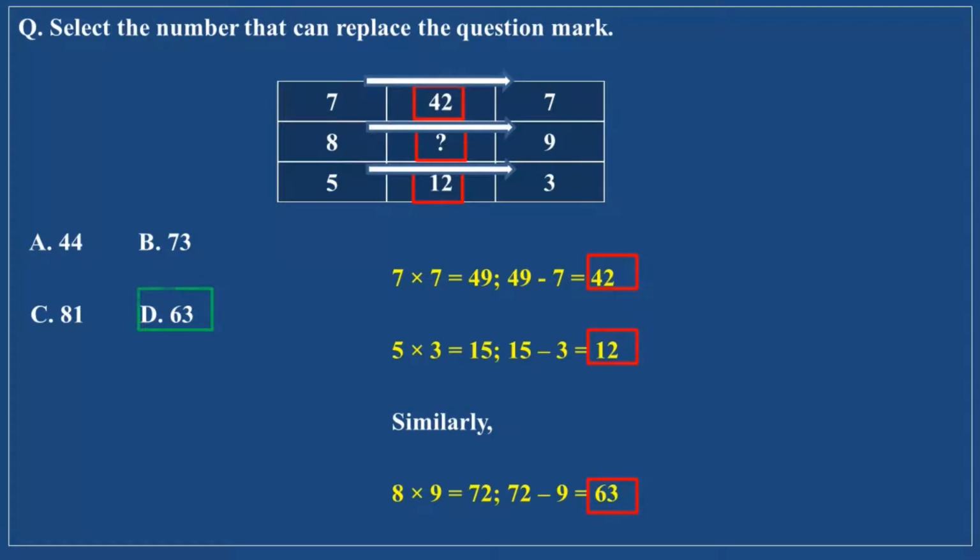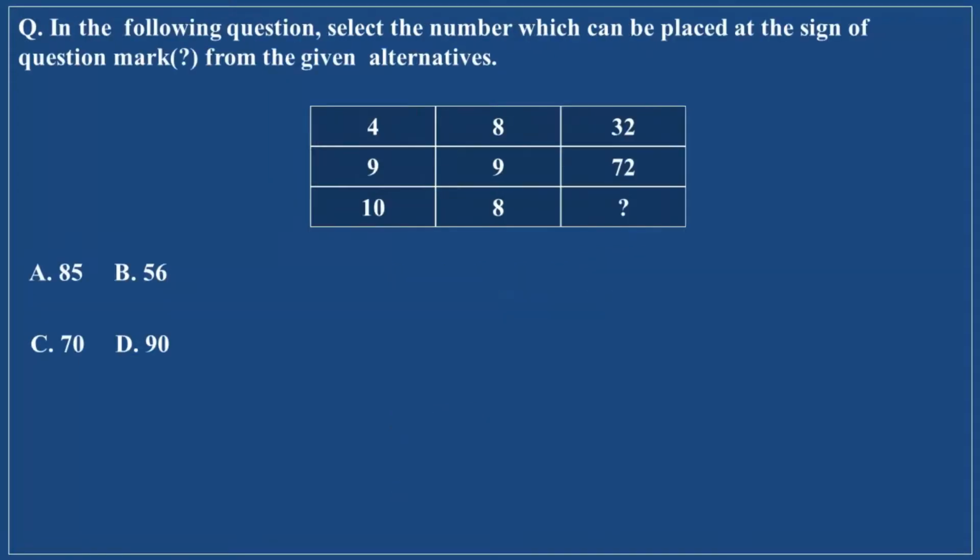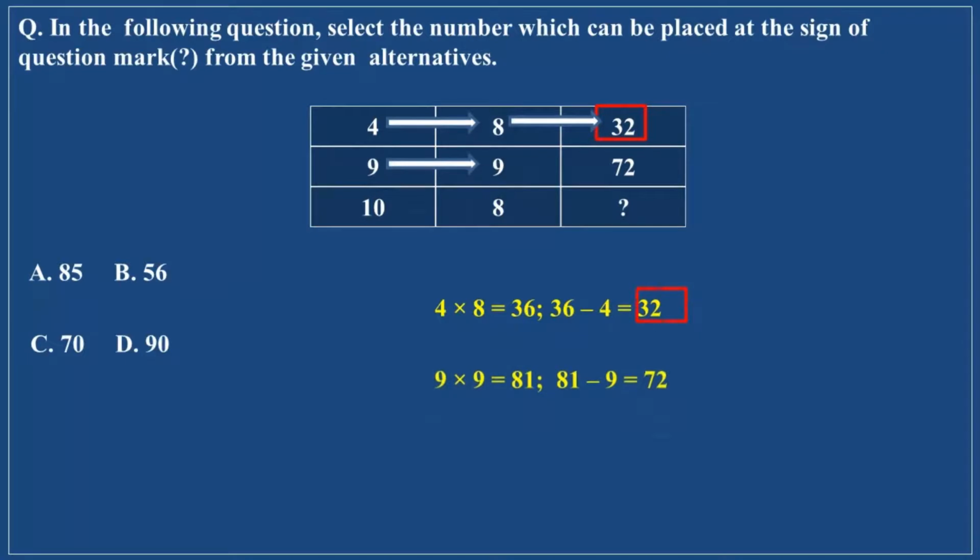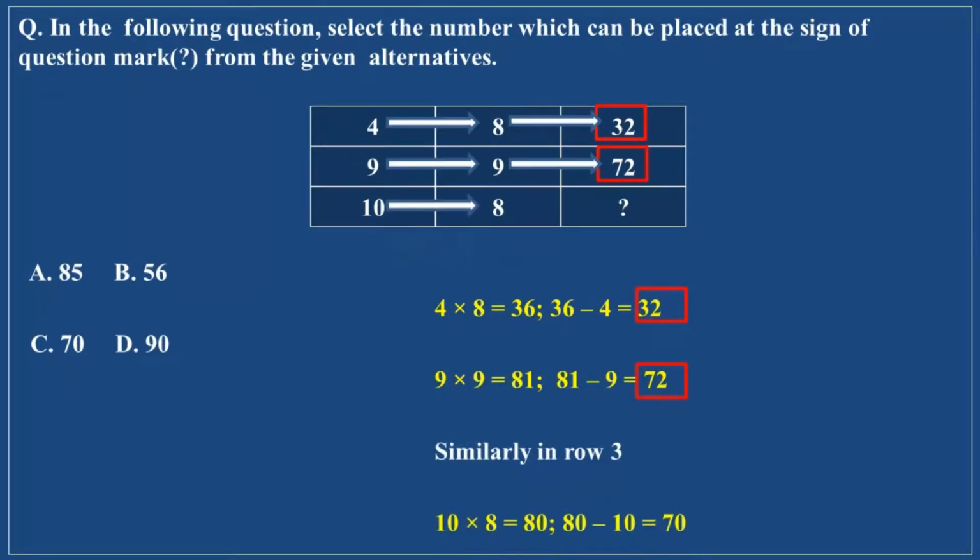Let's proceed to the next question. One block in this matrix is left blank. We must fill it with a suitable number. In the first row, 4 is multiplied by 9 to get 36, and 4 is subtracted from 36, which is equal to 32. Likewise, in the second row, 9 is multiplied by 9 to get 81, and 9 is subtracted from 81, which is equal to 72. Similarly, in row 3, 10 is multiplied by 8 to get 80, and 10 is subtracted from 80, which is equal to 70. Hence, option C is the right answer.